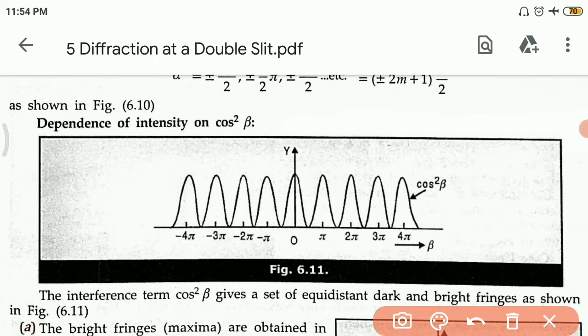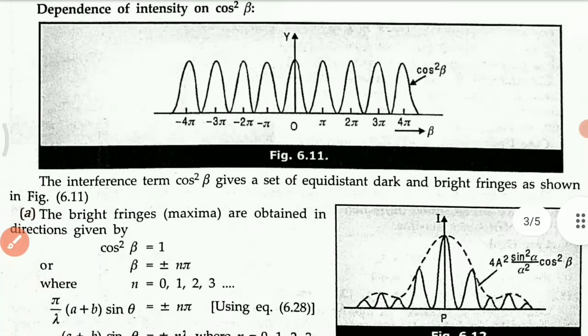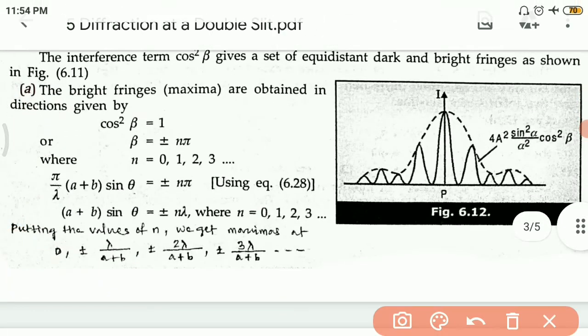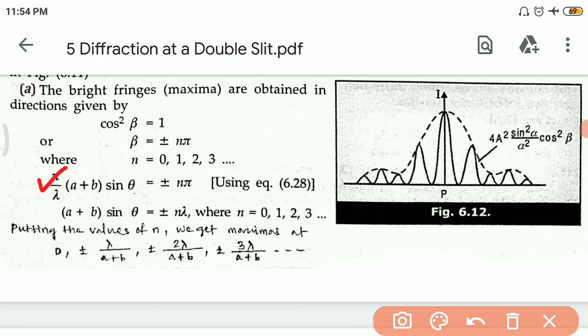Accordingly, in the figure we get maxima or bright fringes at beta equal to 0, then plus or minus pi, plus or minus 2 pi and so on. Now if we put the value of beta as pi by lambda into (a plus b) sin theta, then (a plus b) sin theta is equal to plus or minus n lambda, where n is equal to 0, 1, 2, 3 and so on. So putting these values of n, we get the maxima at 0, then plus or minus lambda by (a plus b), plus or minus 2 lambda by (a plus b) and so on.